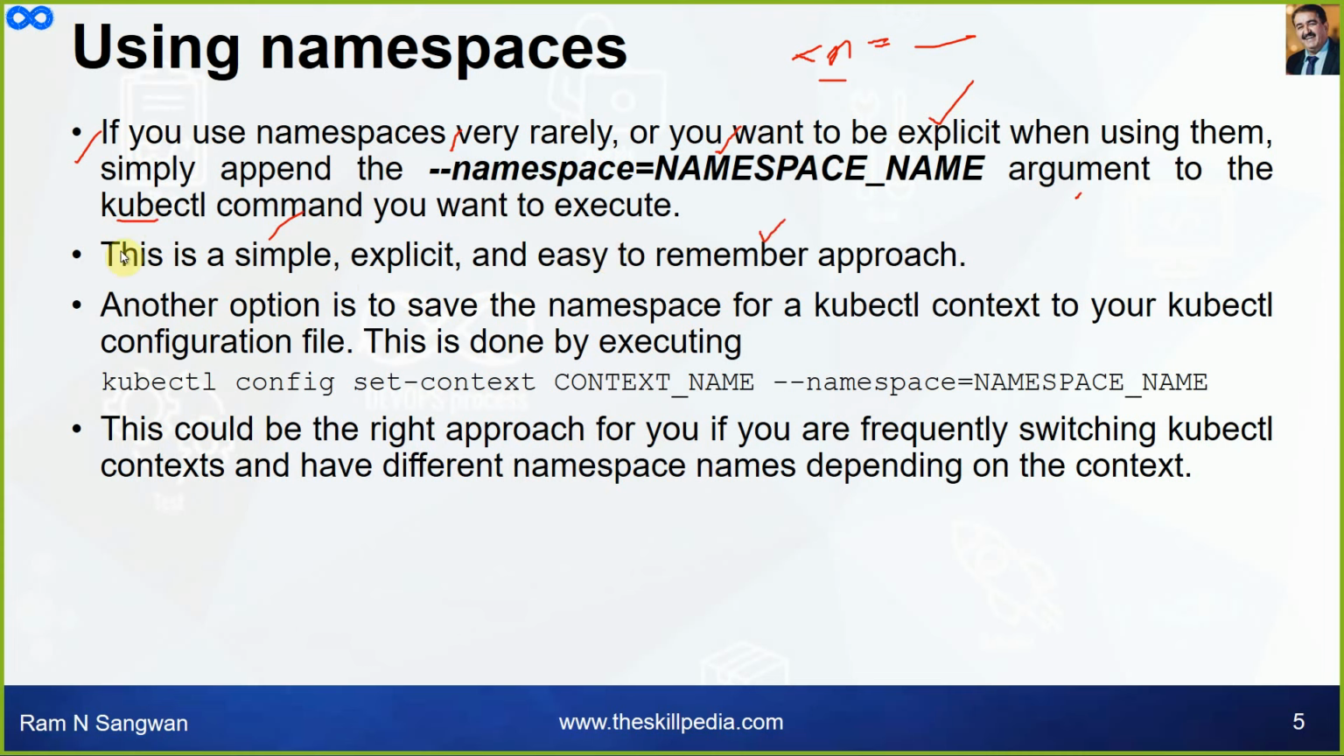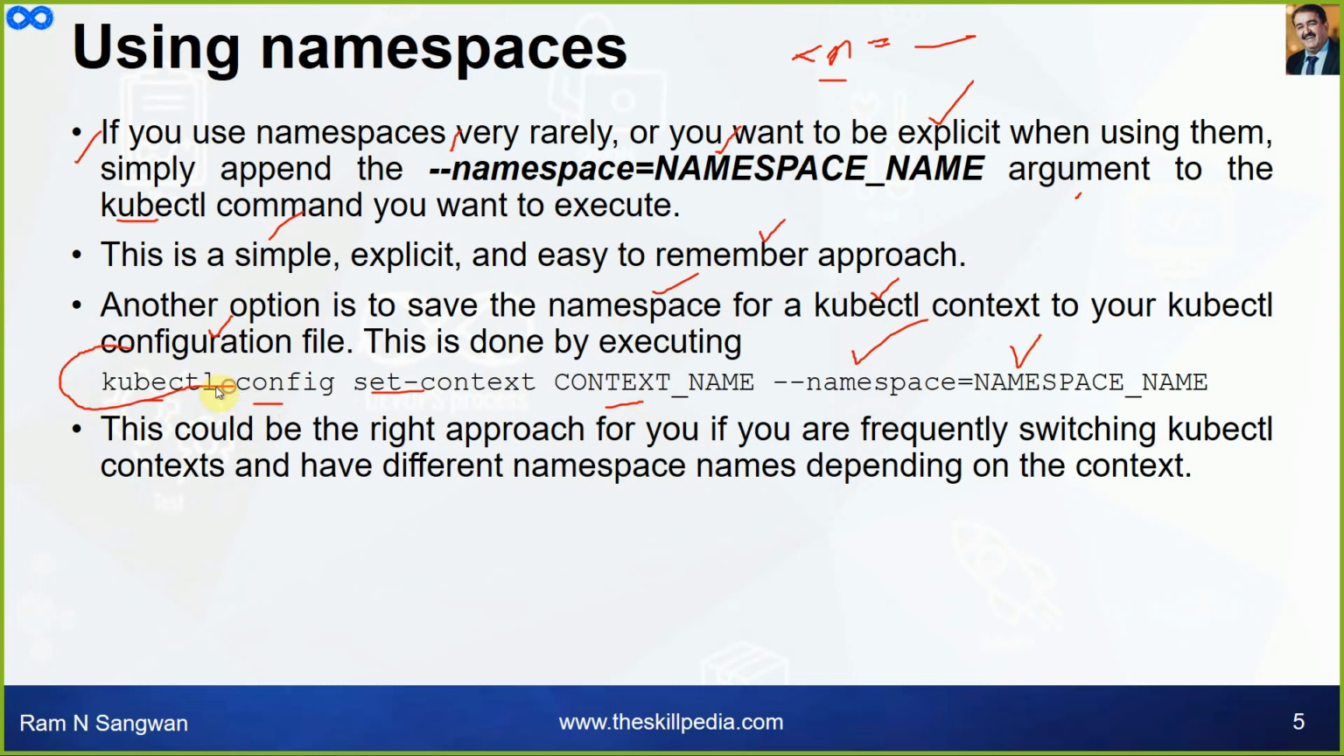However, if you have a requirement where you always have to work in a given namespace only, a specific namespace only, and you don't want to append this every time, that means you can set this permanently in your kubeconfig file. Another option is to save the namespace in the kubectl context of your kubectl configuration file, done by executing kubectl config set-context name, and namespace is the namespace name.